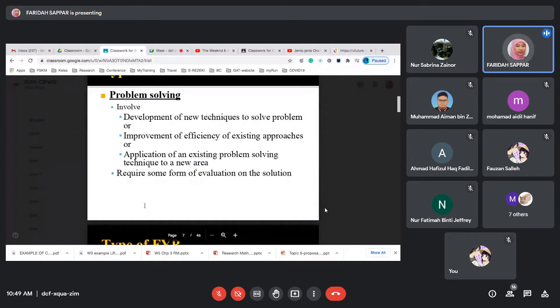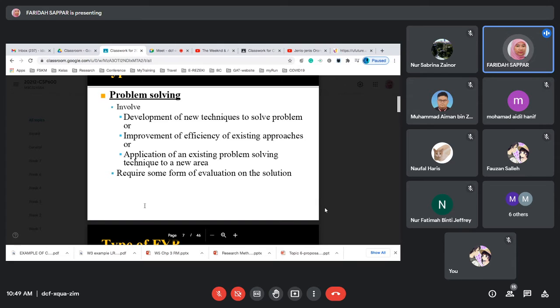Problem solving: develop a new technique to solve the problem. Rarely do students do that. One or two students might do development of a new technique. But improving the efficiency of an existing approach, my student once did using NS3, doing simulation.